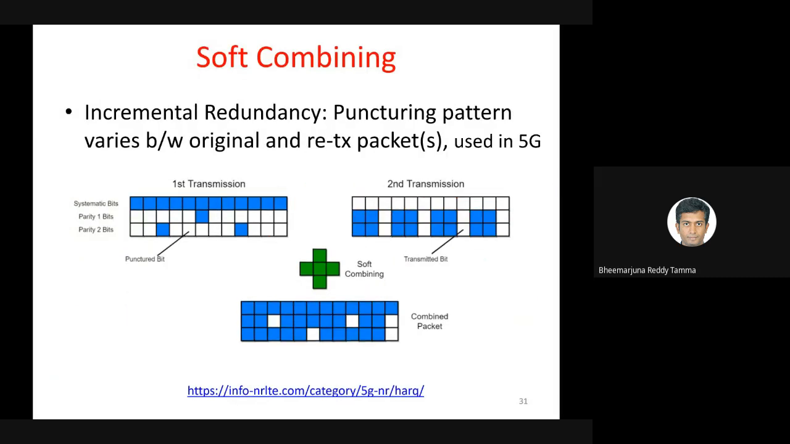The second one is called incremental redundancy, also called IR, which is a very interesting one. So look at the animation to understand. The puncturing pattern varies from the original one to the retransmitted one. And interestingly, the retransmitted one is not having any of the original bits. The retransmitted one is having more of the parity bits.